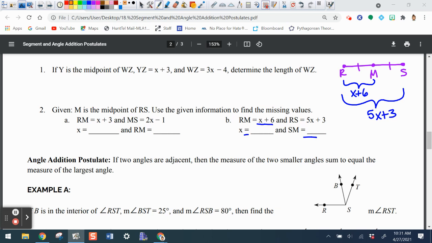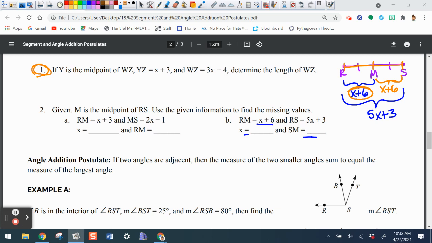So notice how even part B varies from part A. This goes back to what we did on item 1. When they do not give us an expression for the other half of our segment, we know that the distance from R to M has to be the same as M to S. That's what congruent means, same measure, or in this case, distance. So if I know this expression is going to ultimately become the distance from R to M, I know that the distance from M to S has to be the same thing. So I'm going to represent M to S with x plus 6.